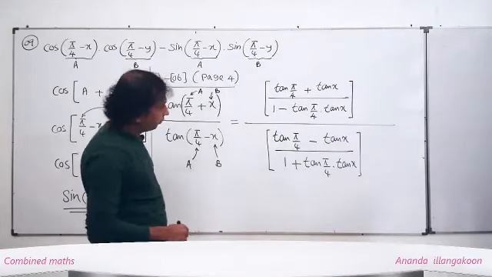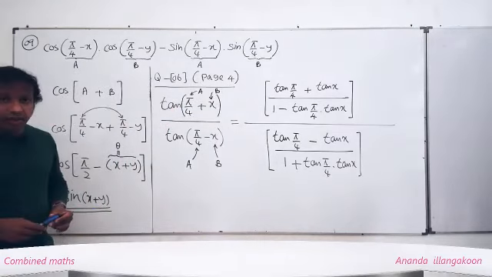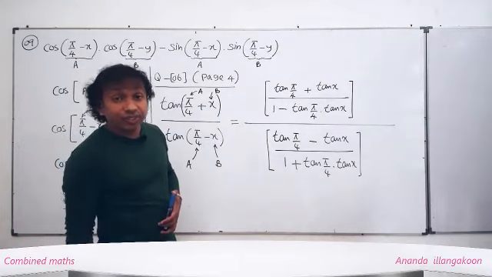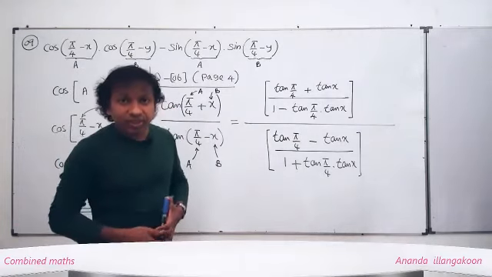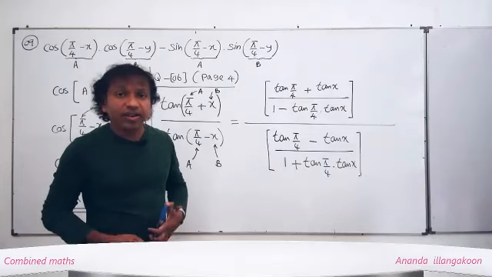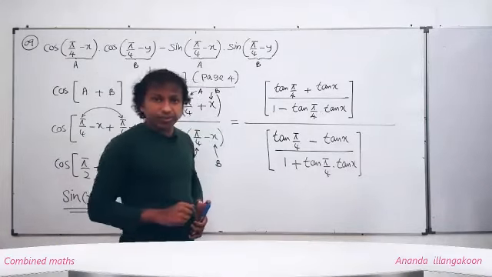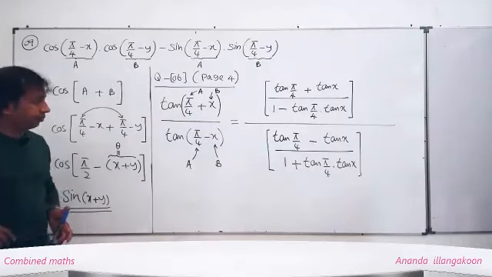Okay. People, tan 5 pi by 4. Pi by 4 is 45 degrees now. Tan 45 is what, people? We learned last week that tan 45 is 1. Right. Substitute 1 for every tan pi by 4, and keep simplifying this.